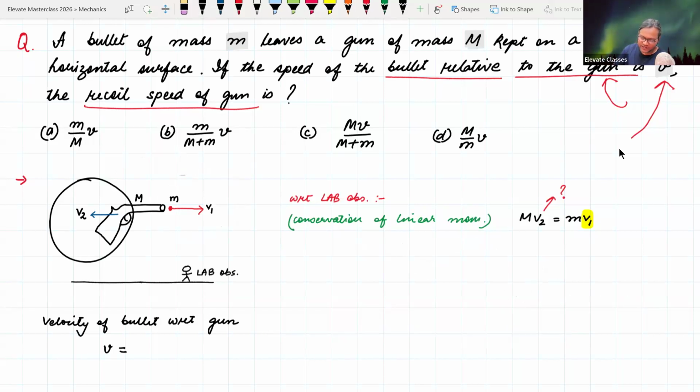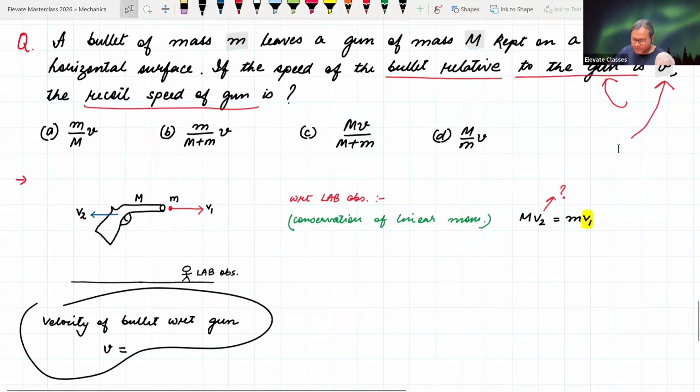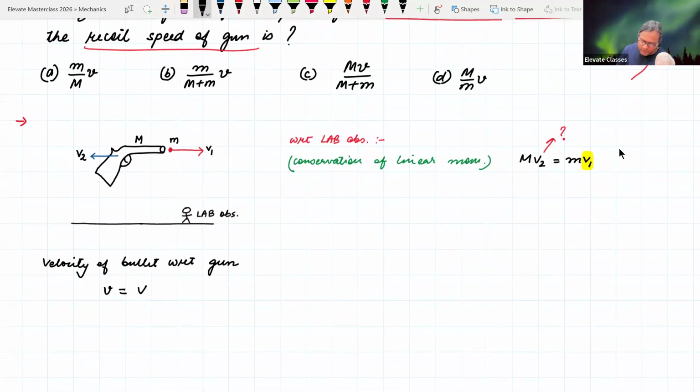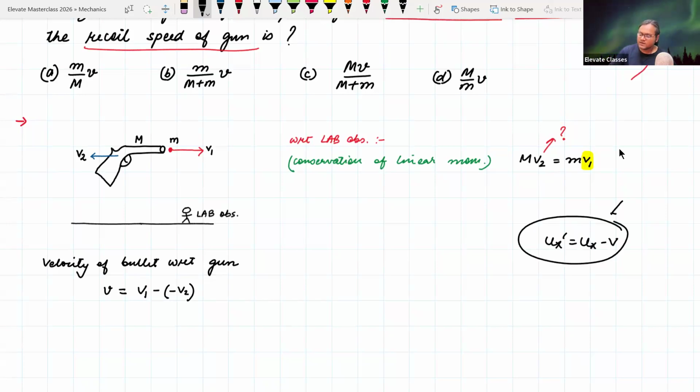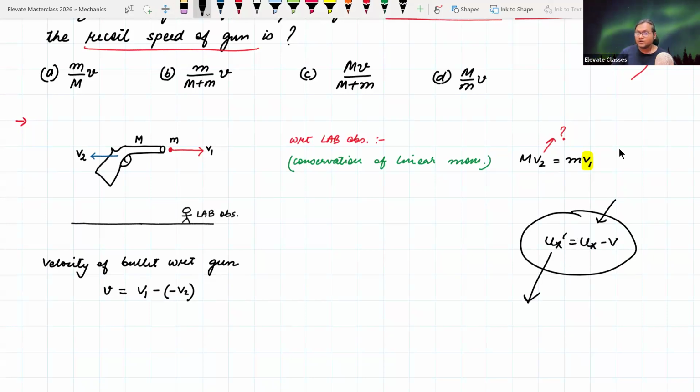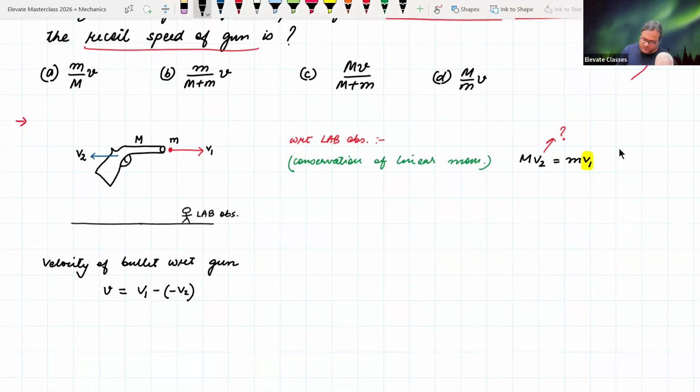So the technically correct velocity addition expression here is that the velocity of the bullet with respect to the gun is equal to the velocity of the bullet with respect to the lab minus the velocity of the gun with respect to the lab, which is minus V2. Look at this carefully. Usually velocity addition says that ux dash is equal to ux minus v along the x-axis. When we go to STR, of course, a modification comes in, but under Galilean transformations, this is the velocity addition expression. So the velocity of the bullet with respect to the gun is the velocity of the bullet with respect to the ground observer minus the velocity of the gun with respect to the ground observer, which is minus V2. That is simply equal to V1 plus V2.